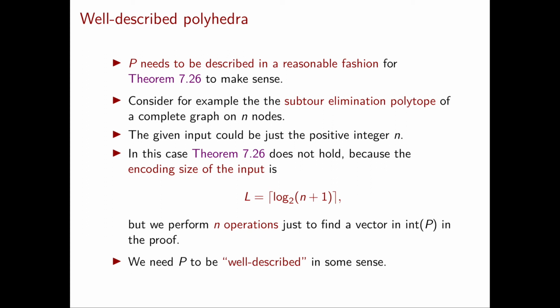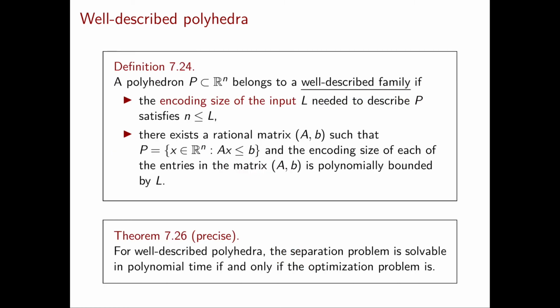But then in this case, it's clear that the theorem that we just showed, the equivalence of optimization and separation, cannot hold, because the encoding size of the input is essentially log n, but clearly we perform already n operations just to find a vector in the interior of P in the proof. Therefore, we're performing a number of operations that is exponential in the input size. So this example allows us to understand that we need to put some restrictions on how our polyhedron P is described in order for our theorem to be true. The definition that we will need is the following.